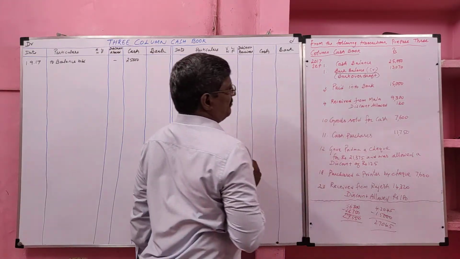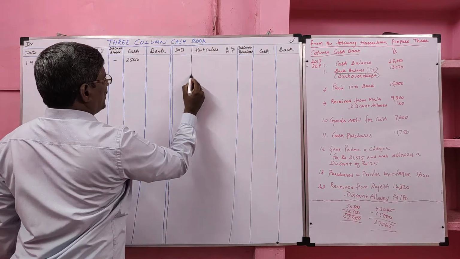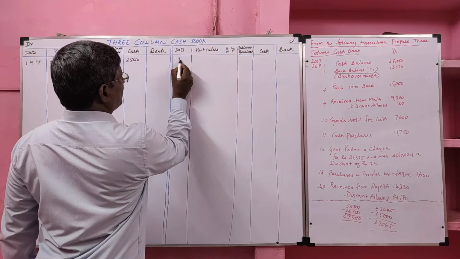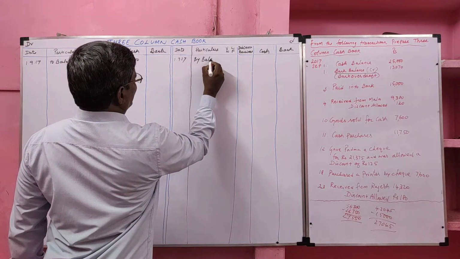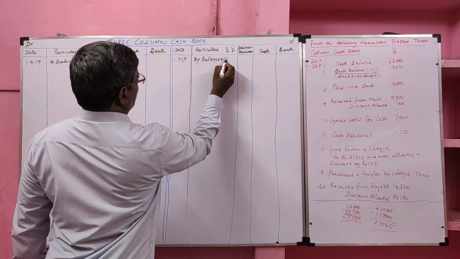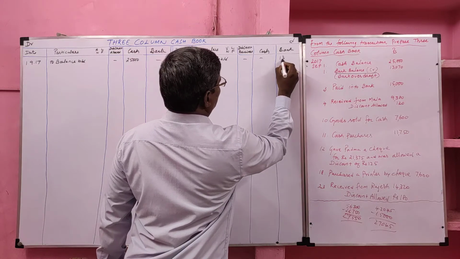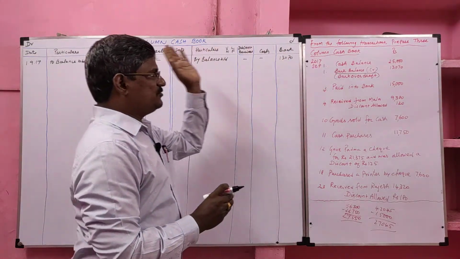It is an unfavorable balance, so it will go to the credit side. 1st September 2017, by balance PD. It will go to the bank column. How much here? 13,070. Cash balance goes to the debit side.